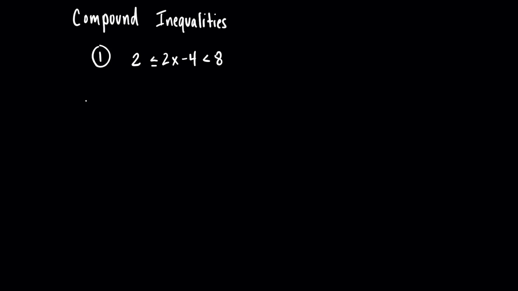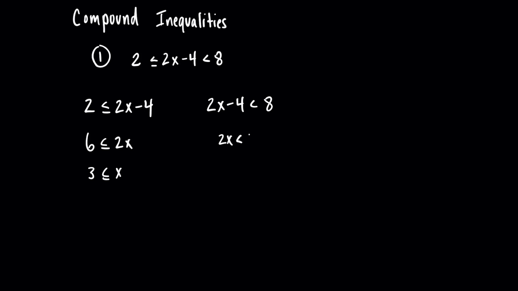So like you could come over here and do 2 is less than or equal to 2x minus 4. That would be your first inequality. Your second inequality would be 2x minus 4 is less than 8. So your first inequality would be this part right here. Your second inequality would be that part right there. You can do that if you'd like. That would totally work. If you did that, I mean, you'd get what? 2x is less than or equal to 6, and then x greater than or equal to 3. Over here, you'd get 2x is less than 12, x is less than 6. So you'd be saying, hey, at the same time, x needs to be greater than or equal to 3, and it also needs to be less than 6. You can do that.